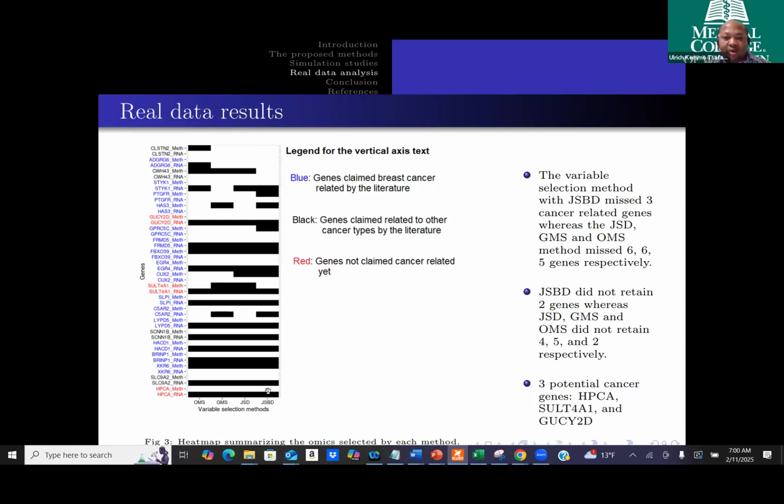The other take-home message is that if, instead of variable selection, you only consider the screening method, the proposed method failed to retain 2 important genes, when the other methods seemed to retain 2 and above. And more interestingly, our method was able to select 3 genes that are not yet claimed to be related to cancer. And the other methods did the same. So, it's like a red flag saying that these genes are potentially breast cancer related.